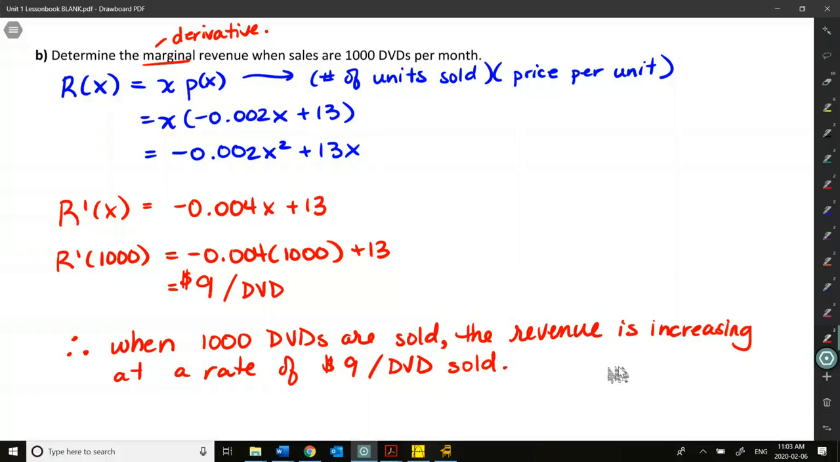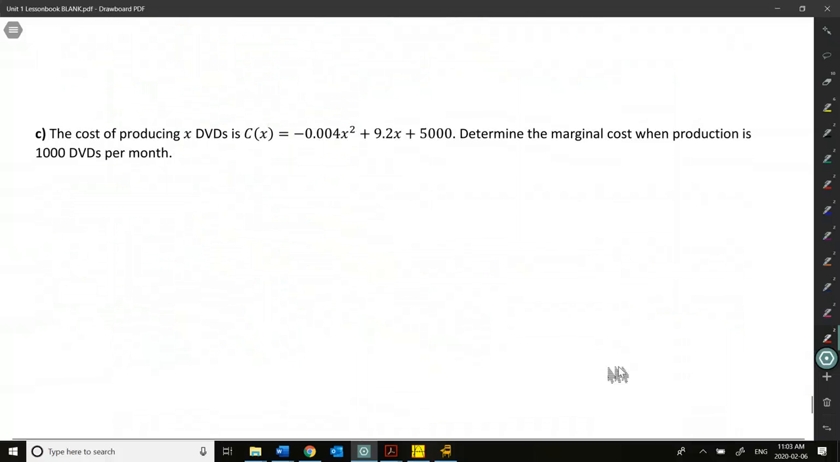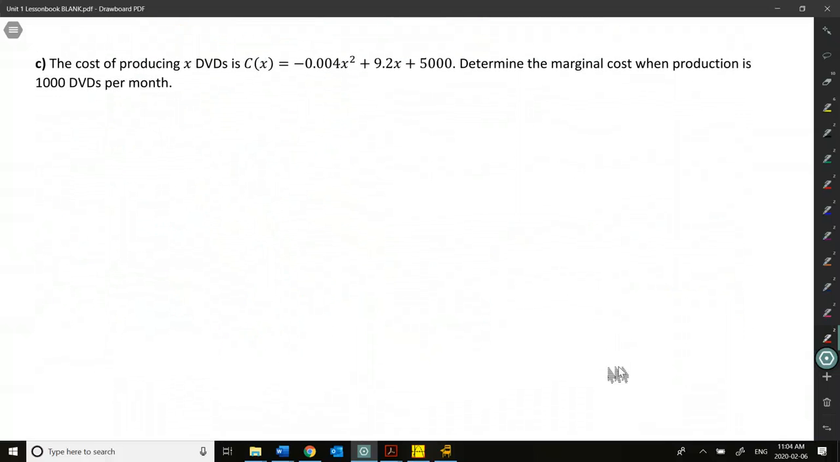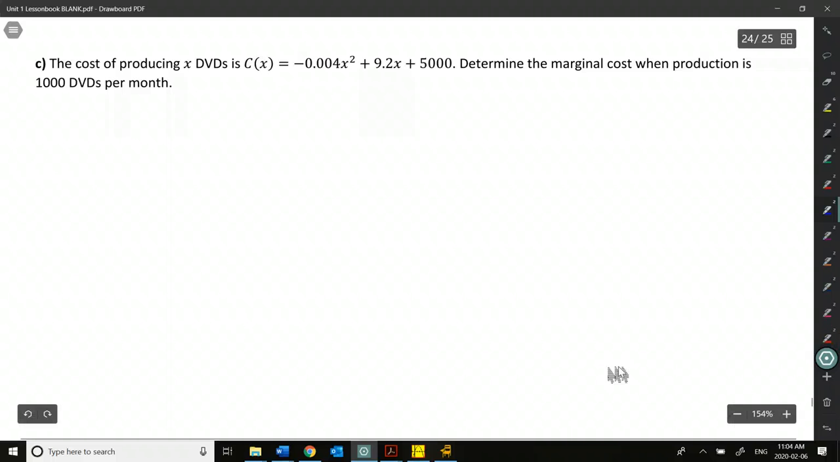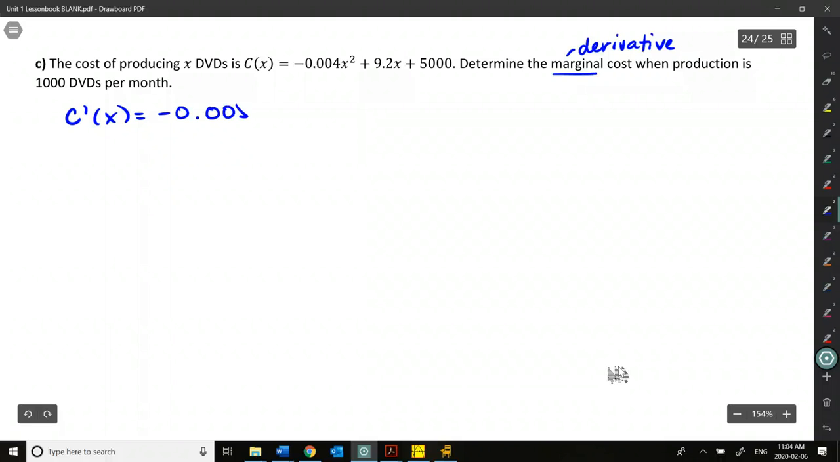Okay. The cost of producing X DVDs is told to us by the function C at X. Determine the marginal cost when production is 1,000 DVDs per month. So again, we see that word marginal. We want to think derivative. So we're just going to find C prime at X. So just applying power rule here.